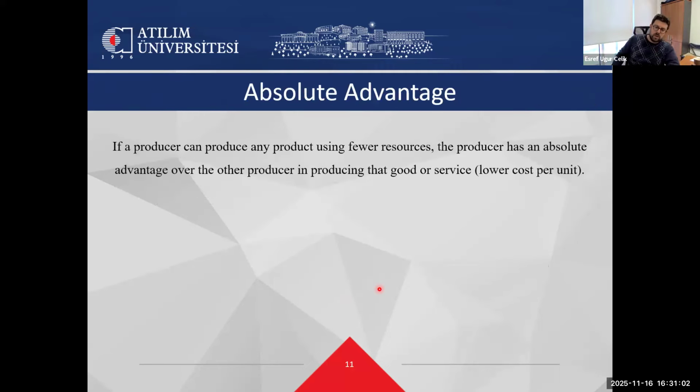Okay, then the second topic is absolute advantage. That comes from the idea of Adam Smith.